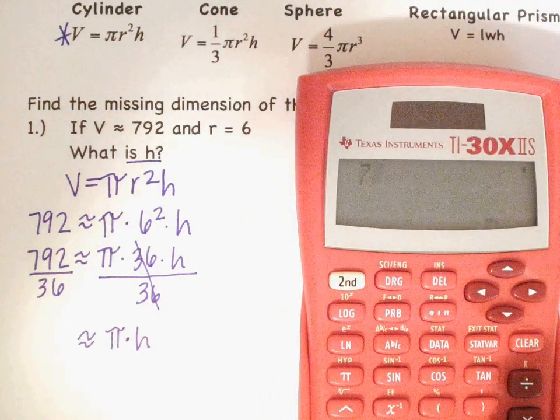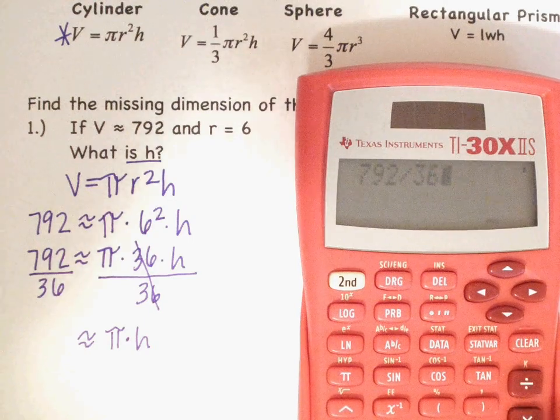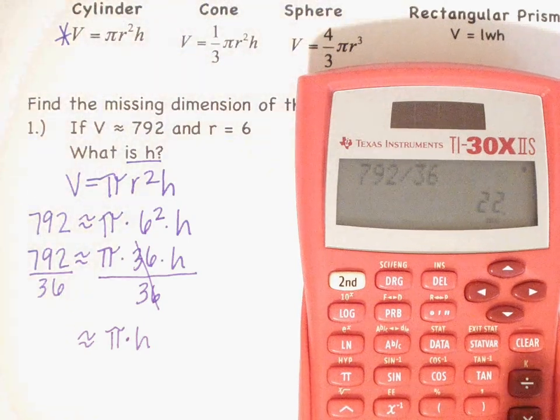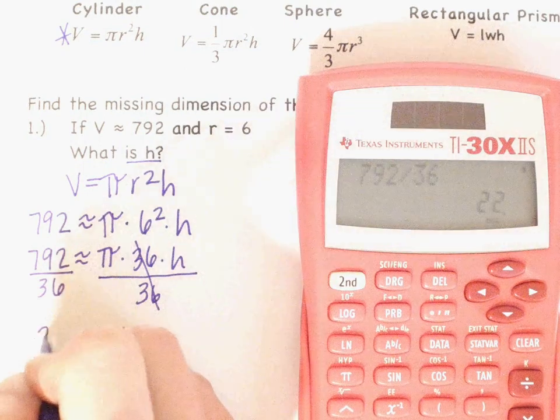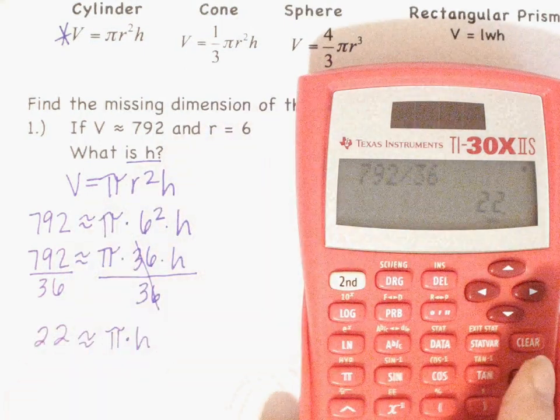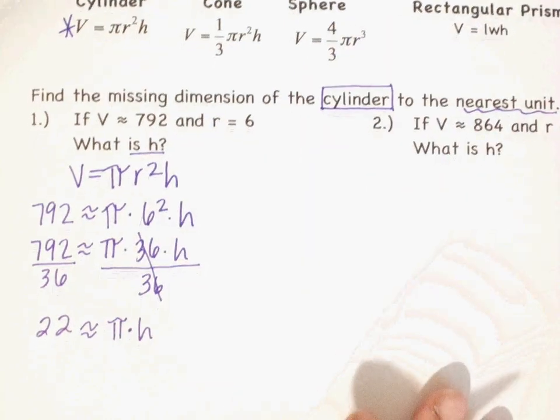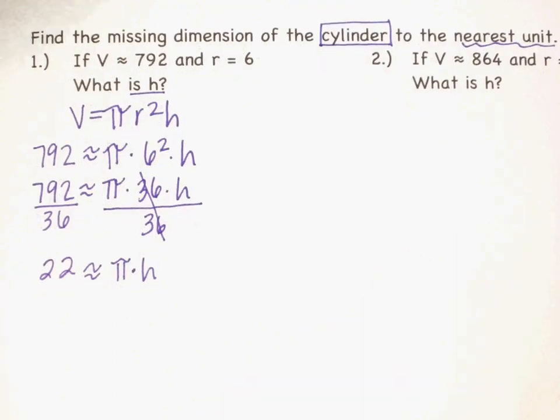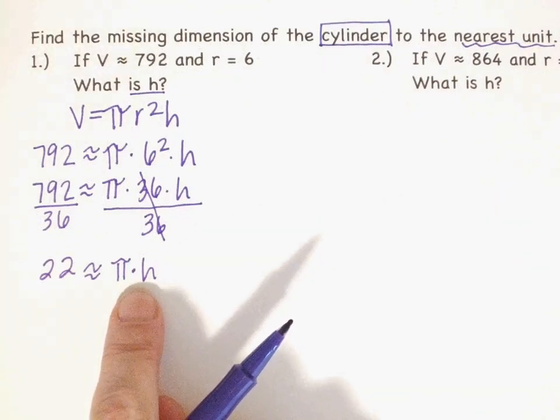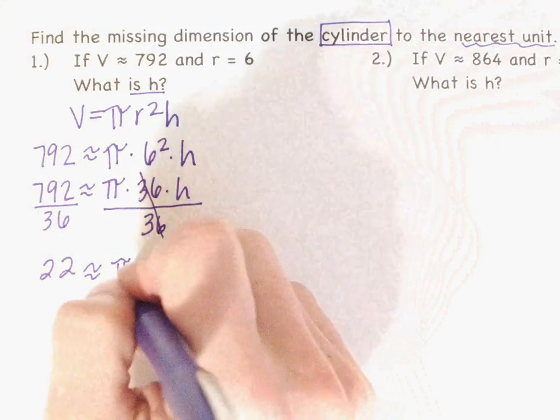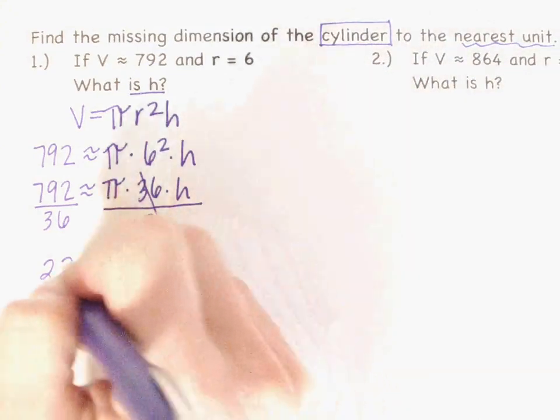On the other side, I am going to have to do 792 divided by 36, and that gives me exactly 22. So I'll write that down. My next step is to keep solving for h. If I have pi times h, the inverse of multiplying is to divide, so I'm going to divide both sides by pi.